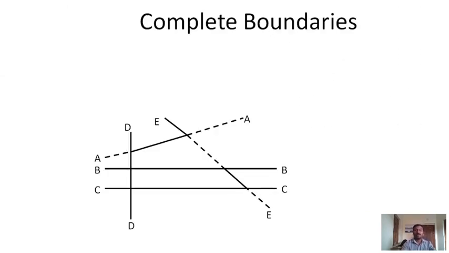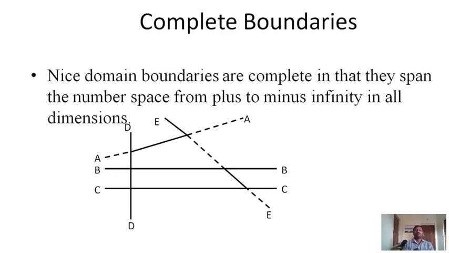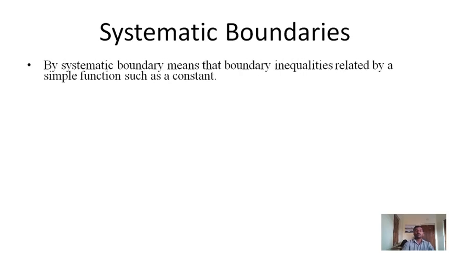Then, complete boundaries. Complete boundaries means the boundaries are completely filled. Complete boundaries are complete in that they span the number space from plus to minus infinity in all dimensions. In all dimensions, the boundaries are completely filled. Such boundaries come under complete boundaries. The next one is systematic boundaries. Systematic boundaries means we must follow a systematic procedure to bound the variables in the domains.